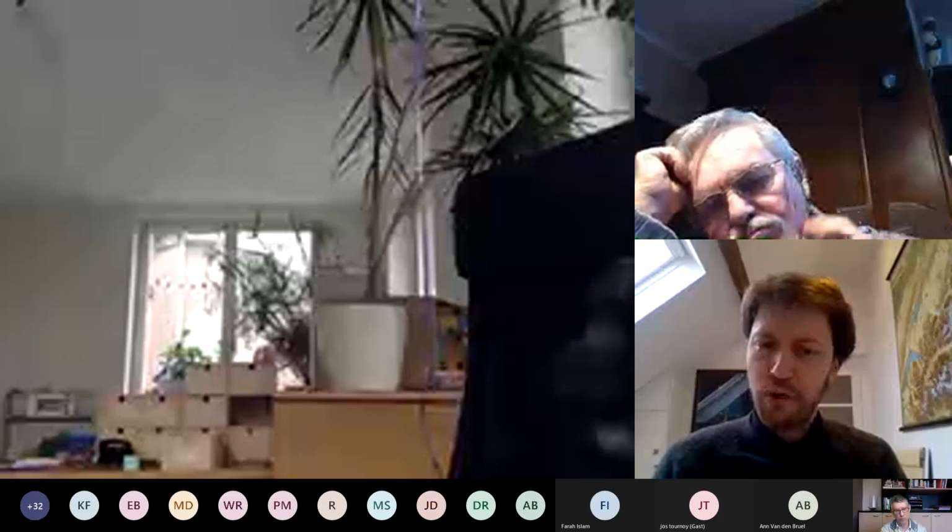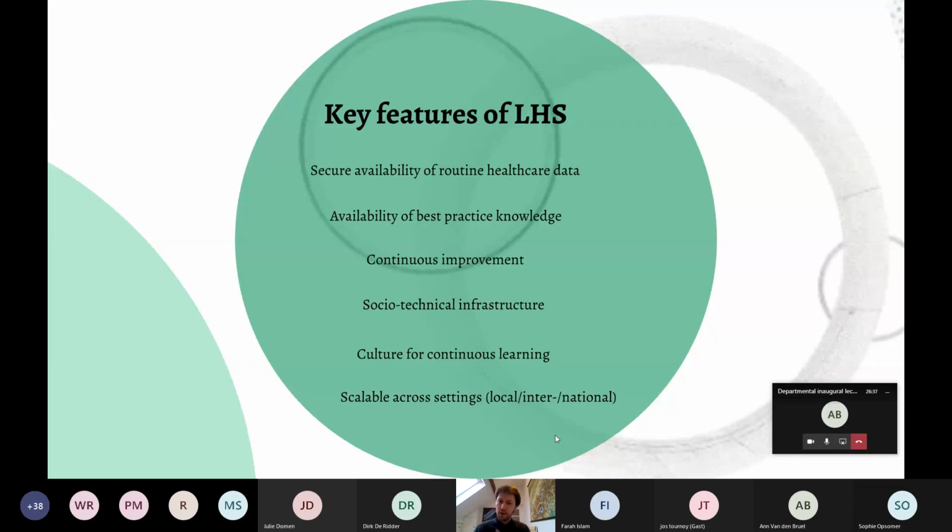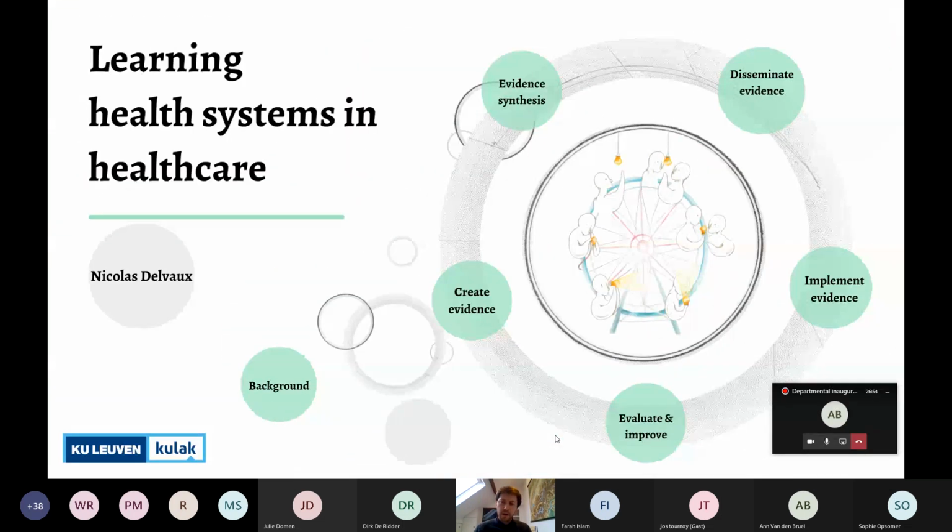International scale of a learning health system. I'm not talking about learning health systems on an individual organizational level, but many of the things that we're going to discuss today are also applicable to a smaller level. My background is from evidence, from guideline development, and I've had the opportunity to work together with people who have developed a learning health system which they call the evidence ecosystem.